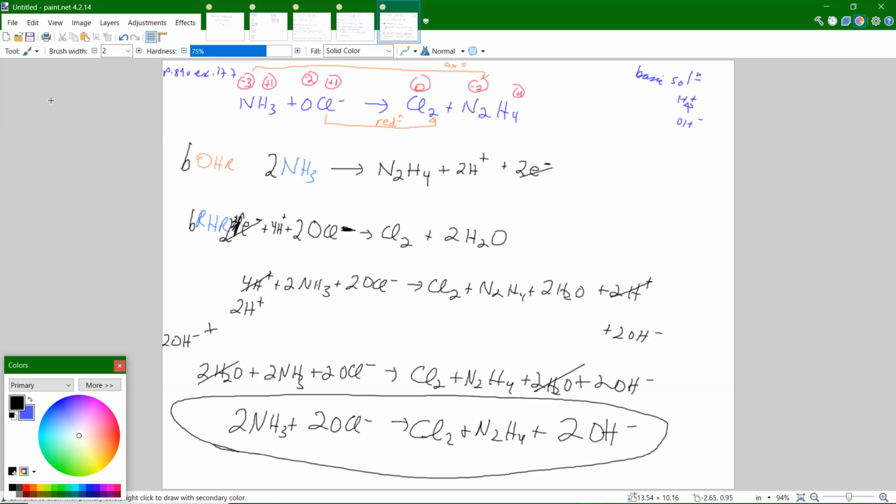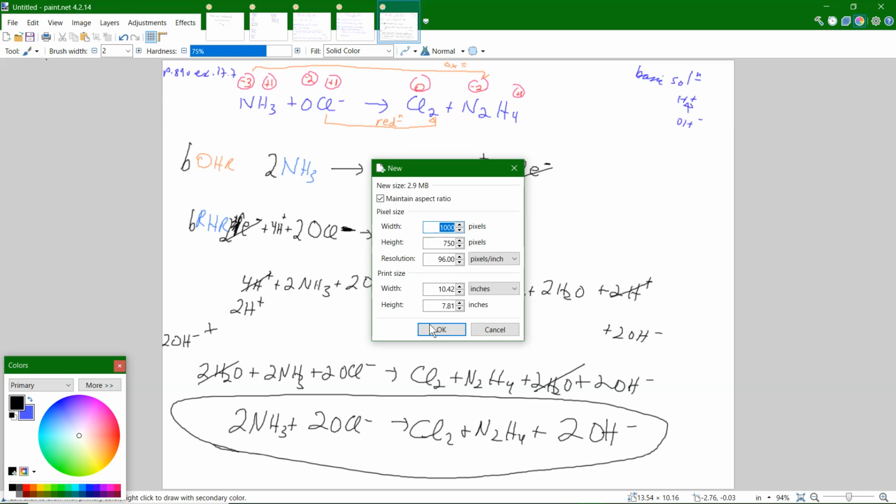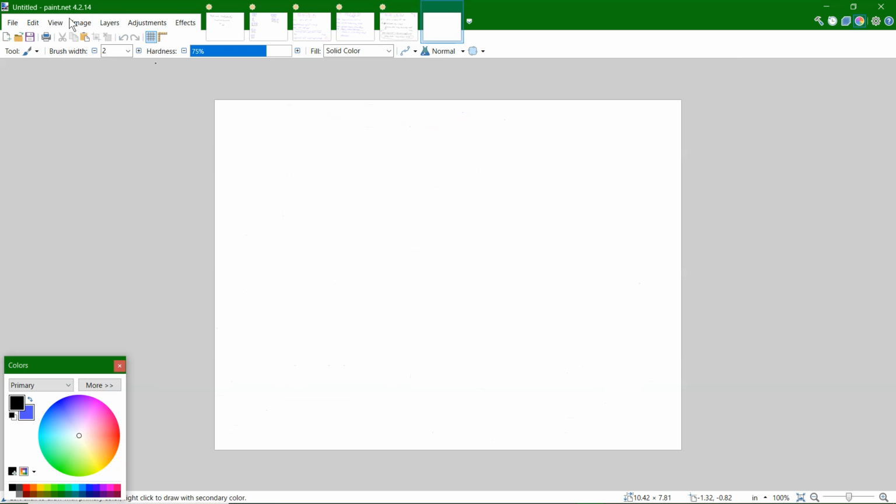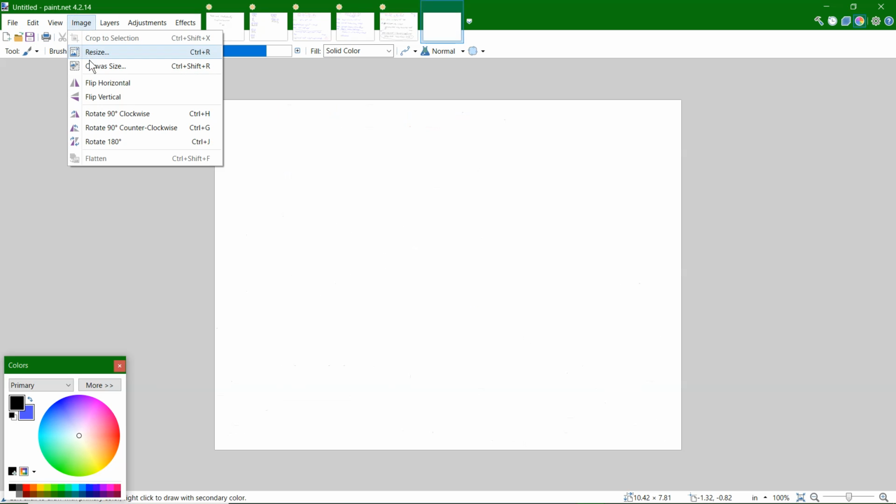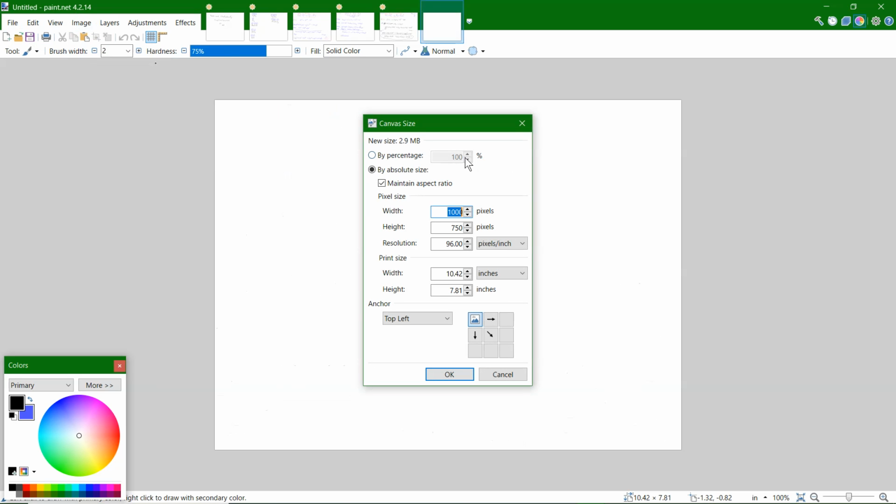So let's go File, New. Okay. Image, canvas size.